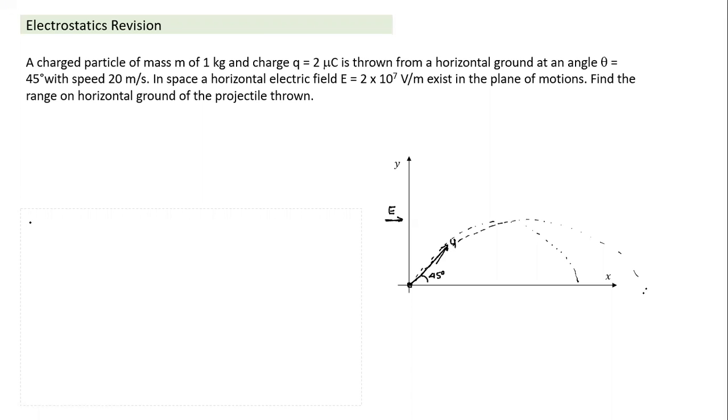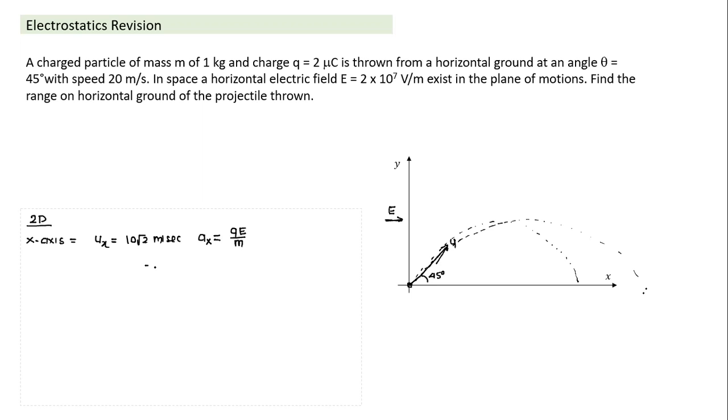How do we find the range of a projectile? In any 2D motion, the first point is we split it into two 1D motions. Along the x-axis, what is happening? It has some initial velocity. In this case, u is 20 meter per second, so ux is equal to 10 root 2 meter per second. But in addition to initial velocity, it will also have an acceleration. What is the acceleration? Force by mass, which will be equal to QE by m.